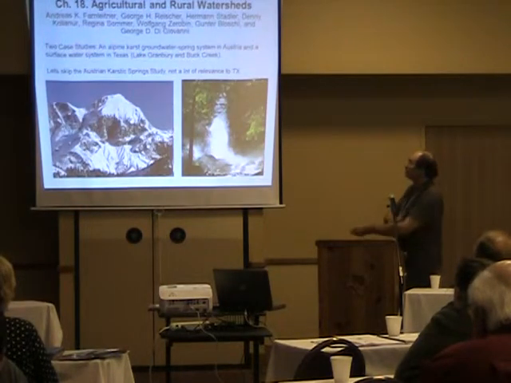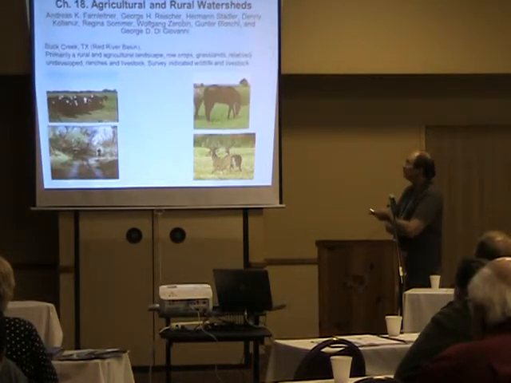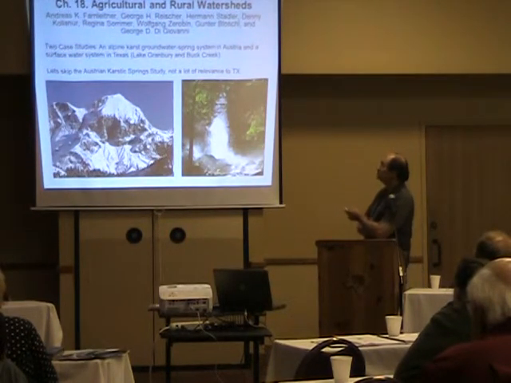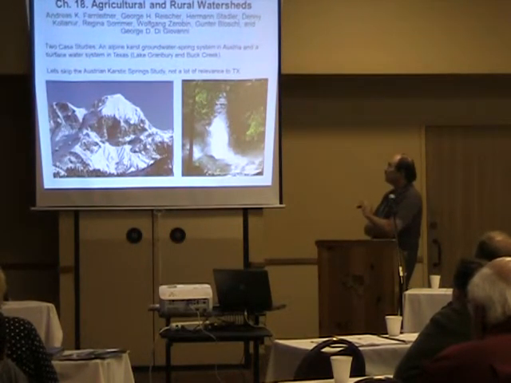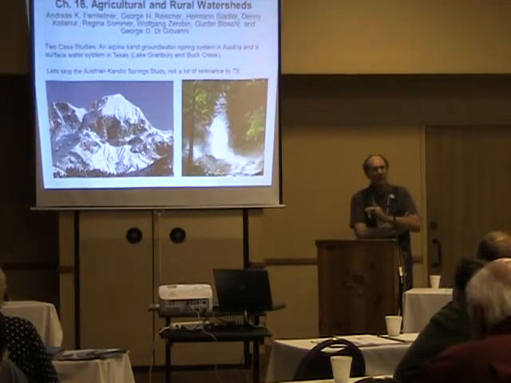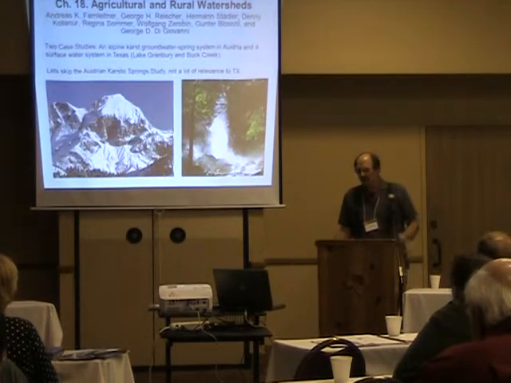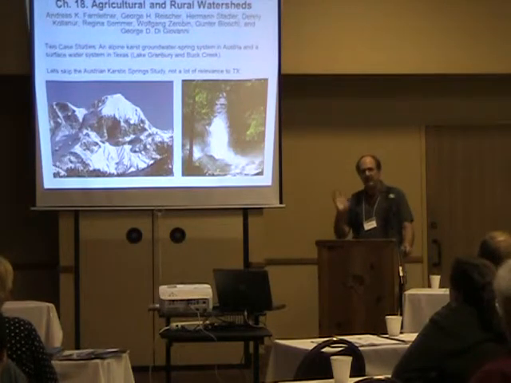Then the third chapter, agricultural and rural watersheds. This involved two case studies. The first one was an alpine karst groundwater spring system in the Austrian Alps, and the second, a surface water system in Texas, Lake Granbury and Buck Creek. I think we can skip the karstic spring study because it doesn't have a whole lot of relevance to Texas in our conversation here. Although I will admit that I did take a trip and go over and visit Andreas just to make sure he was doing this right.